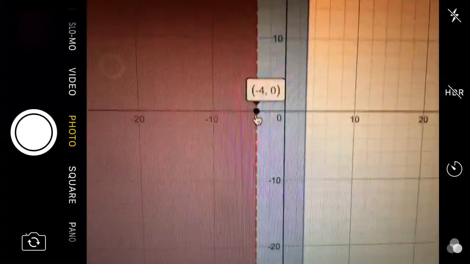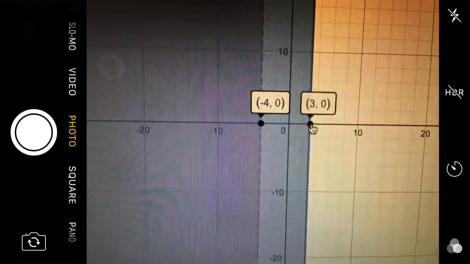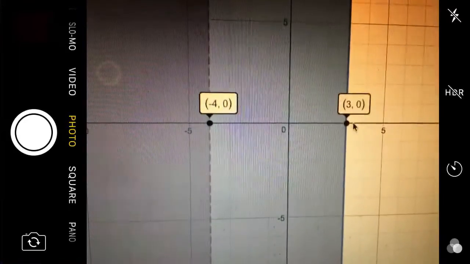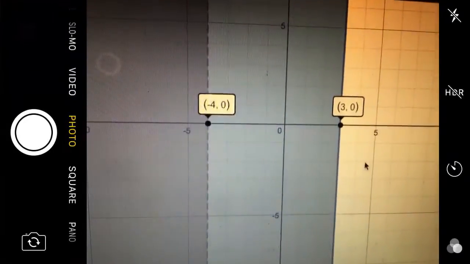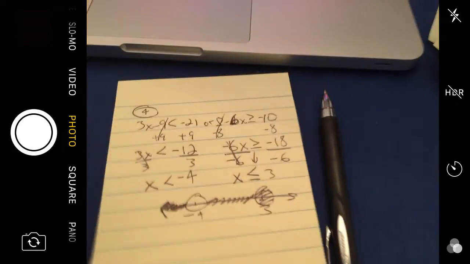So I just graphed it right here, separately. And there's my open circle right there at negative 4, and then my closed circle at 3. And there you go. Okay, so that was number 4. Let me just check that in the calculator.